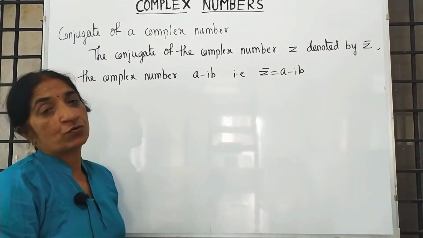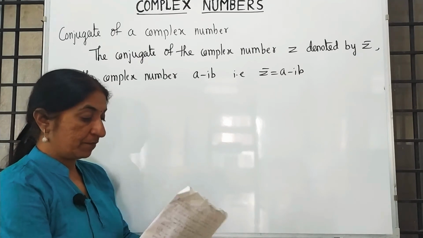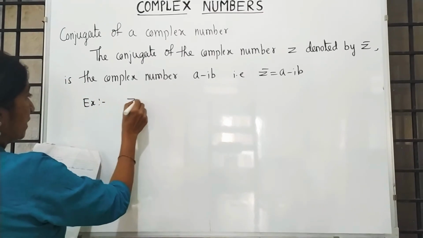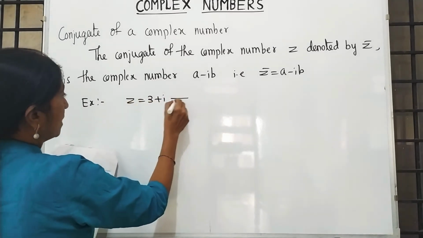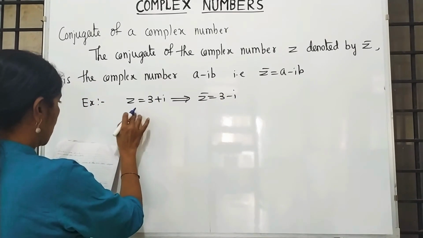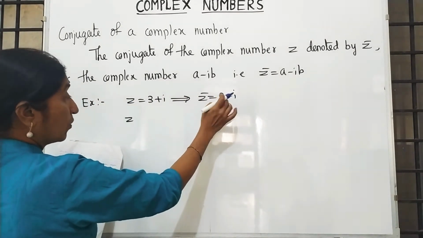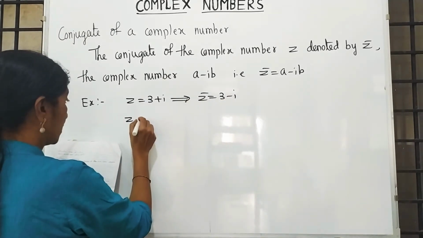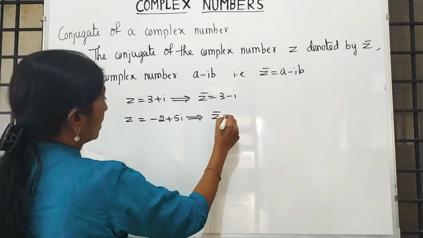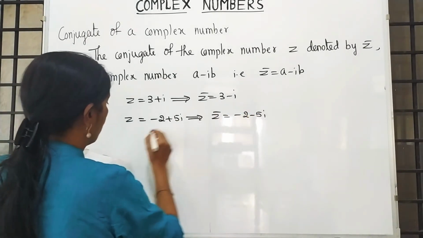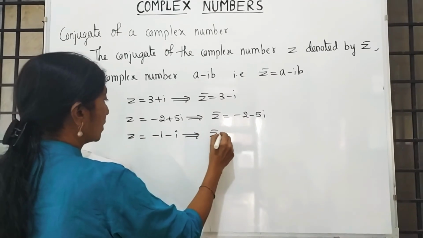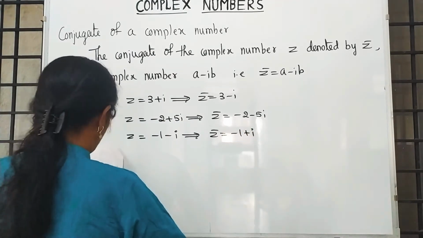Already I told you, you have to change the sign in front of i. So, example: z is equal to 3 plus i, then its conjugate z bar is 3 minus i. Or you can say the conjugate of 3 minus i is 3 plus i. Minus 2 plus 5i, its conjugate is minus 2 minus 5i. Next, minus 1 minus i, its conjugate is minus 1 plus i.